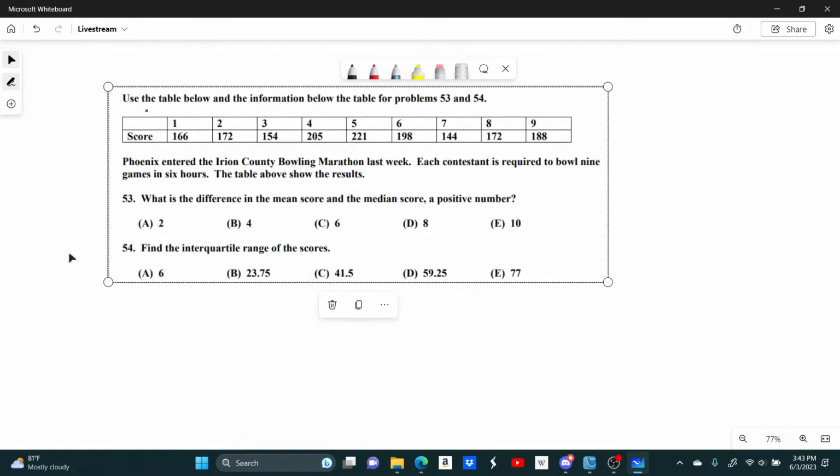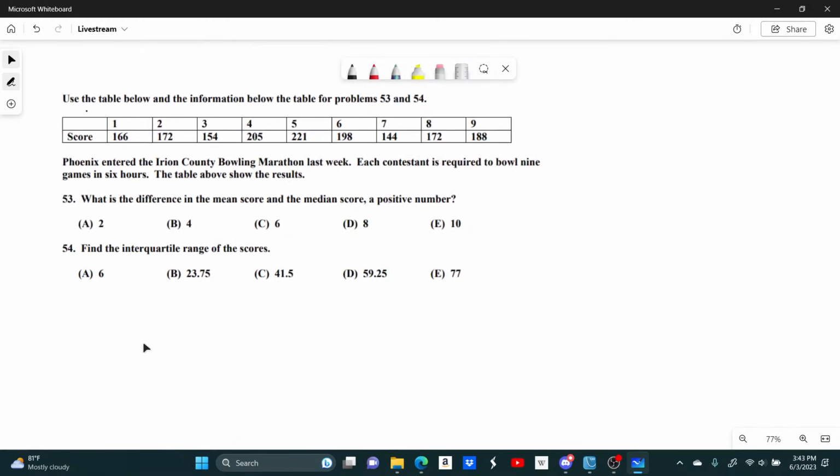Okay. Use the table for problems 53 and 54. Phoenix entered the Erie County Bowling Marathon last week. Each contestant is required to bowl 9 games in 6 hours. The table above shows the results. What's the difference between the mean score and the median score of a positive number?